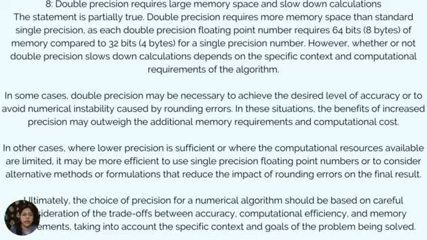cost. In other cases, where lower precision is sufficient or where the computational resources available are limited, it may be more efficient to use single precision floating point numbers or to consider alternative methods or formulations that reduce the impact of rounding errors on the final result. Ultimately, the choice of precision for numerical algorithms should be based on careful consideration of the trade-offs between accuracy, computational efficiency, and memory requirements, taking into account the specific context and goals of the problem being solved. The statement doesn't provide enough information to determine its truth value.